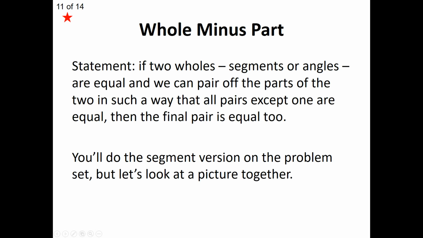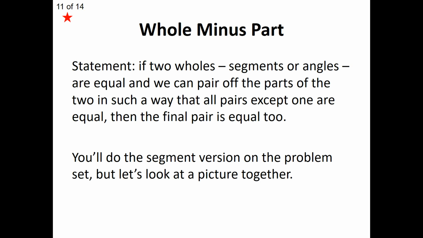The whole minus part. Okay, the whole minus part. This one reads a bit different, but what you're going to find when we see a diagram of this is that it will make sense once you unravel what the statement's saying. So let's say you have two wholes, and again, this could either be segments or angles, and we know that those two wholes are equal. Well, let's say that there are a set of parts that make up the wholes, and we know that those parts are equal.